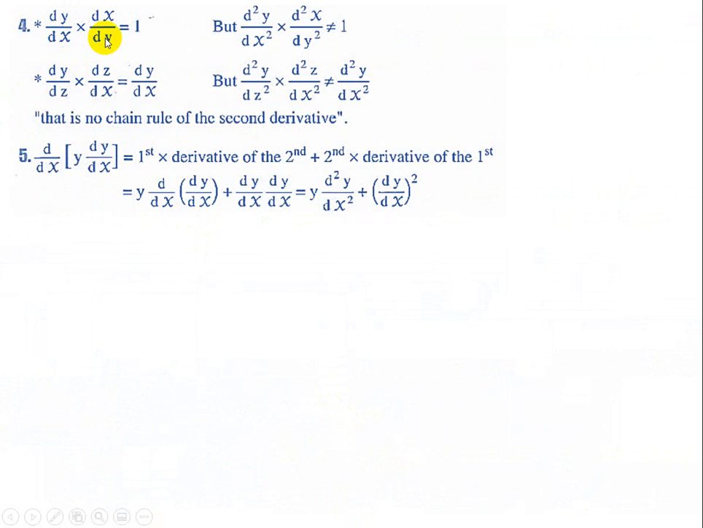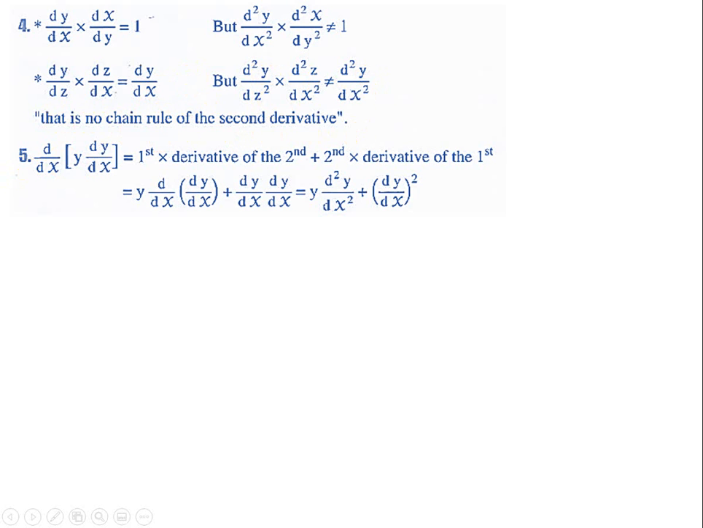dy/dx times dx/dy equals 1, but d²y/dx² times d²x/dy² doesn't equal 1. dy/dz times dz/dx equals dy/dx, but d²y/dz² times d²z/dx² doesn't equal d²y/dx². There is no chain rule of the second derivative. The chain rule is only valid for the first derivative.